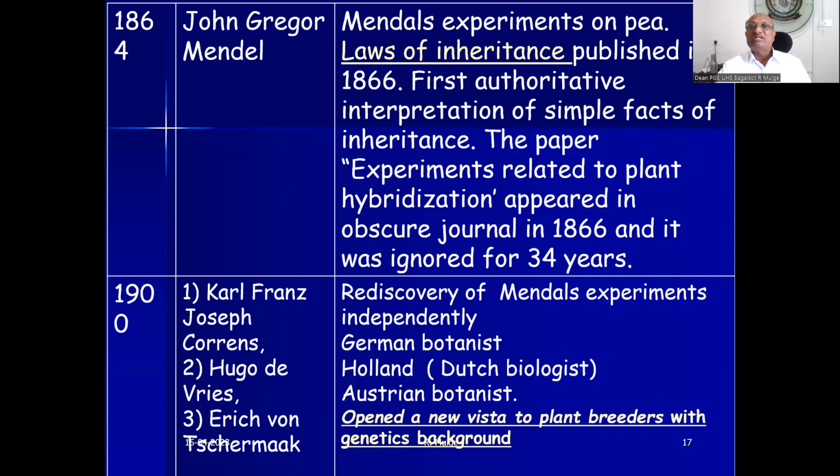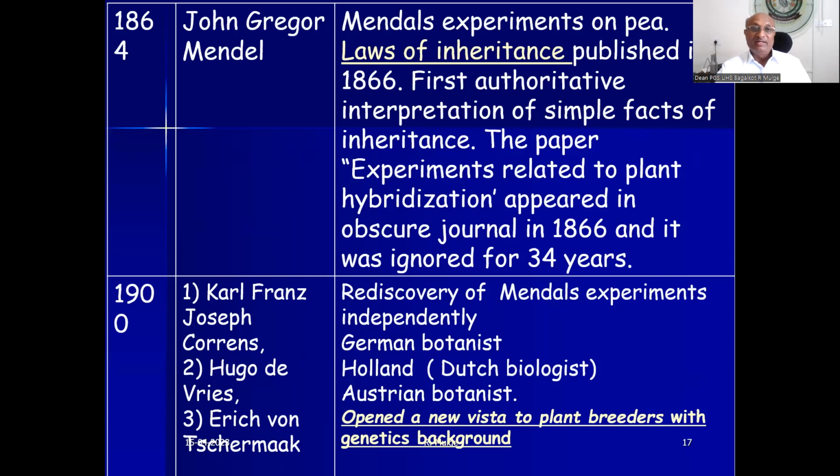The paper Experiments on Plant Hybridization appeared in an obscure journal in 1866. It's not a very popular journal, and it was ignored for 34 years, because he's not a big man and the journal is also not very popular. But he found a course-changing kind of discovery, the facts he brought out and highlighted, that is inheritance. He got the Nobel Prize after his death.